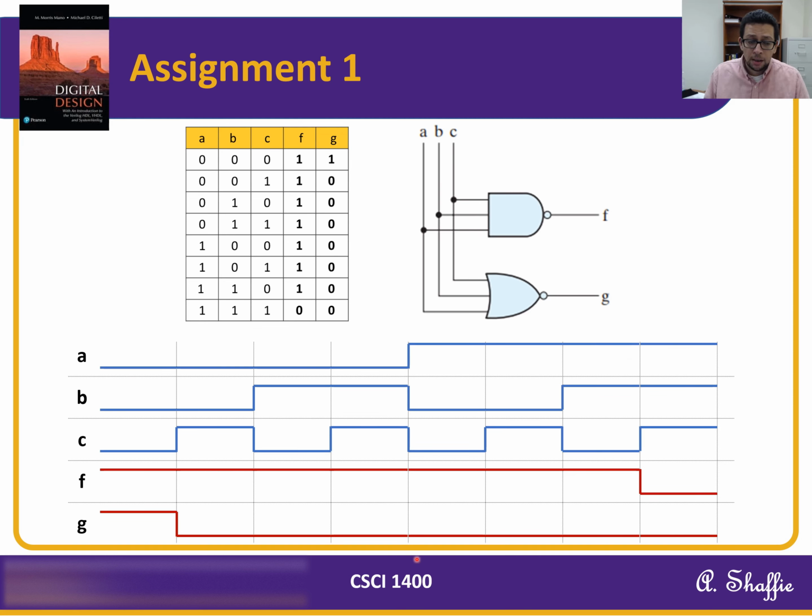The main thing in doing a timing diagram is to make sure that you cover all the combinations. The easiest way to do that is to follow the same order of your truth table.